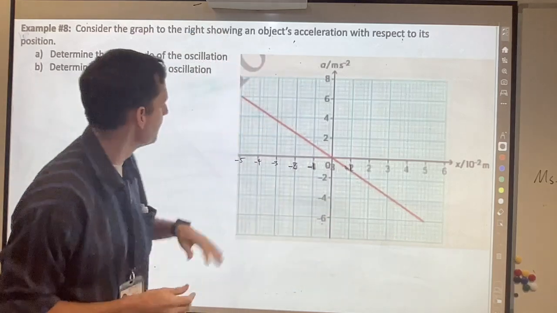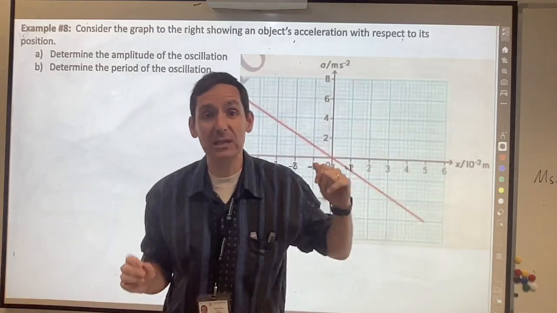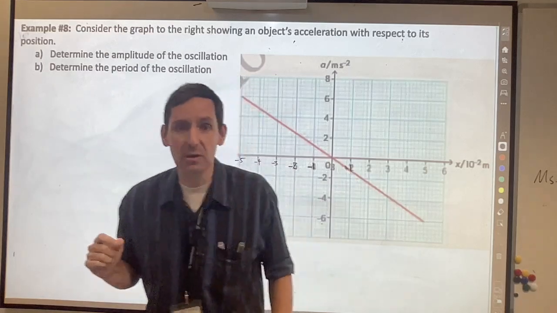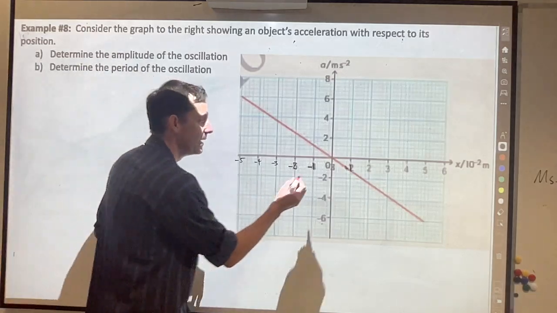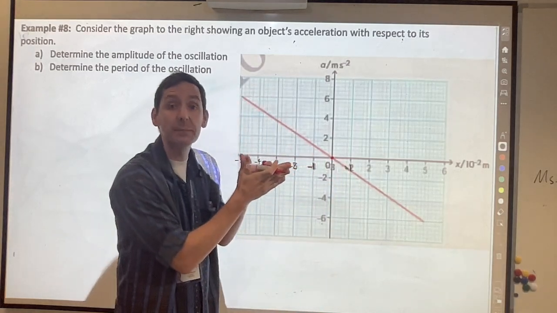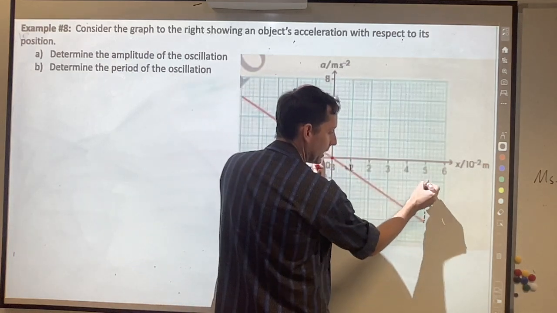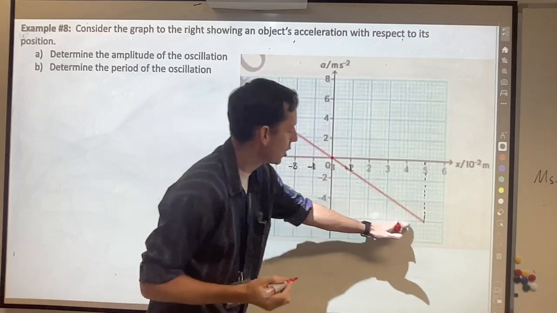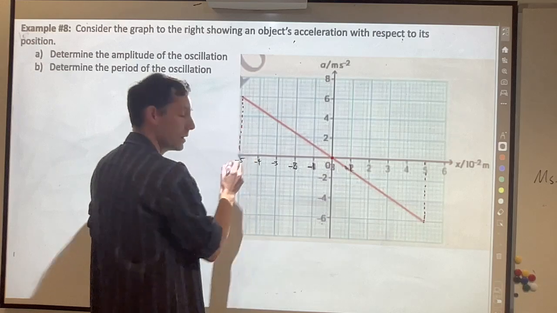All right, so this is acceleration versus displacement. The first question is pretty straightforward. It asks us to find the amplitude of the oscillation, so we just look at the graph. The graph shows position, and we know the object at some point is going to be at 0. That's its point of equilibrium. Then it goes over to the right, and I can see that it goes to 5 times 10 to the -2 meters, so 5 centimeters. Then it goes back to the left until it gets to -5.